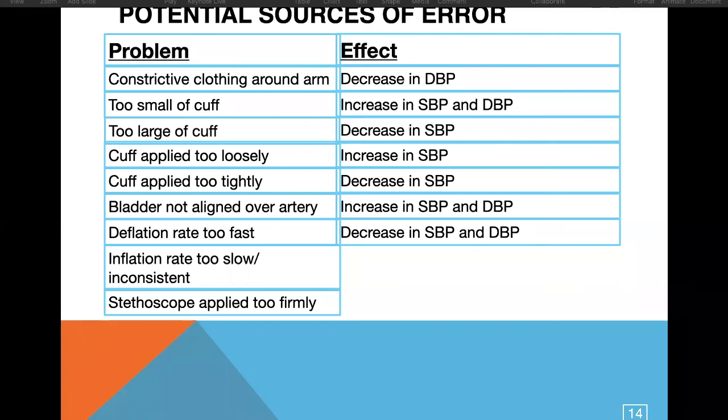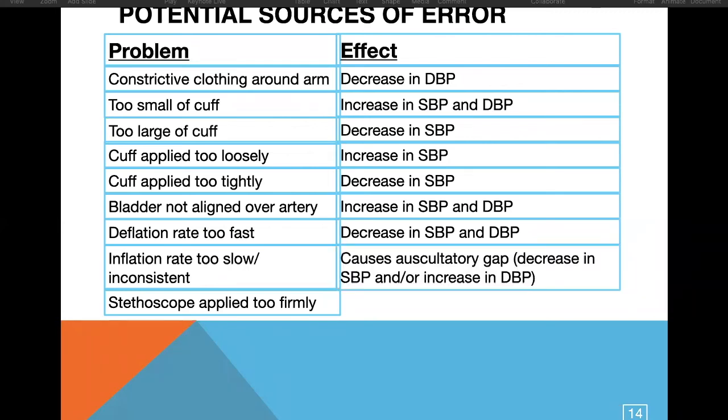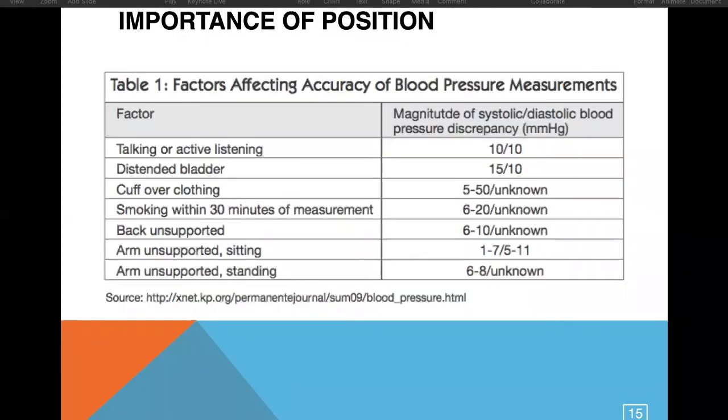If we inflate it too slow or inconsistently, it can cause an oscillatory gap. So a decrease in systolic and/or an increase in diastolic. So it just changes, again, those numbers of where they actually should be. And if we're pressing that stethoscope hard against the skin, it actually causes a decrease in our reading of diastolic blood pressure. So how much change are we actually talking about?